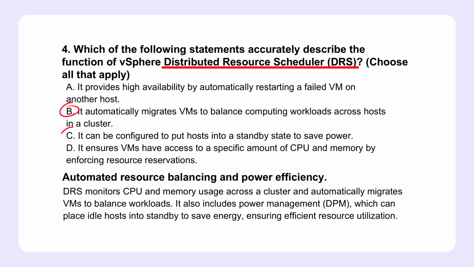Okay, so it balances load and saves power, but it's important to know what it doesn't do, right? Absolutely crucial distinction. DRS does not handle high availability, like restarting VMs if a host fails. That's a different feature called vSphere HA, High Availability. And DRS doesn't directly enforce resource guarantees, like saying this VM must get X amount of RAM. That's handled by resource allocation settings.